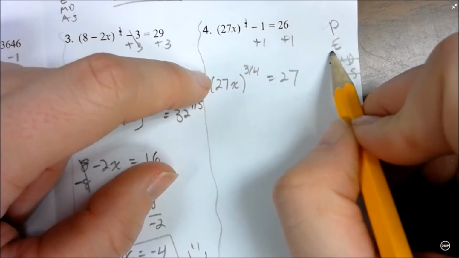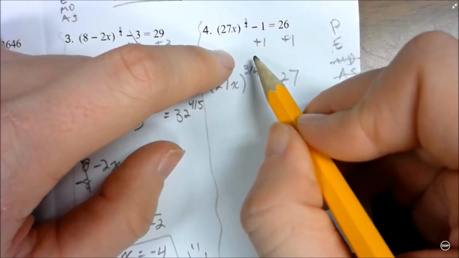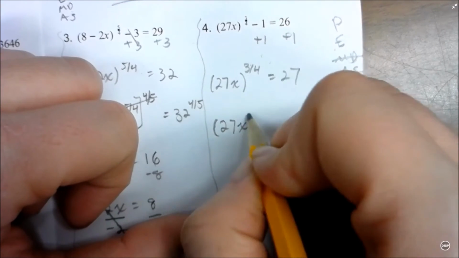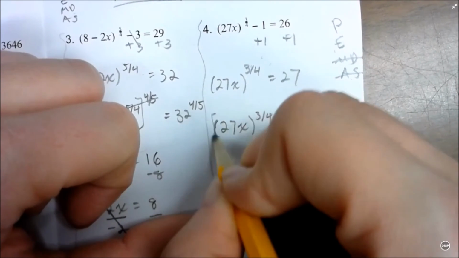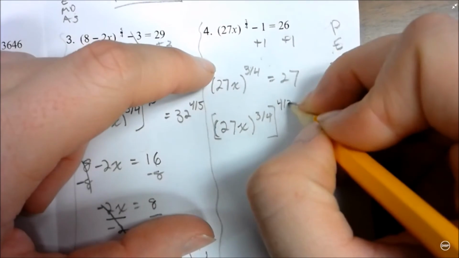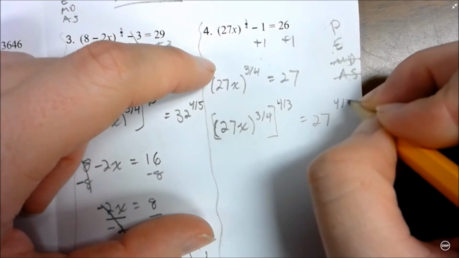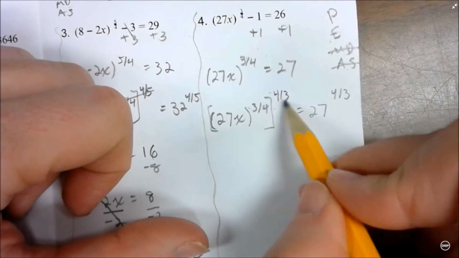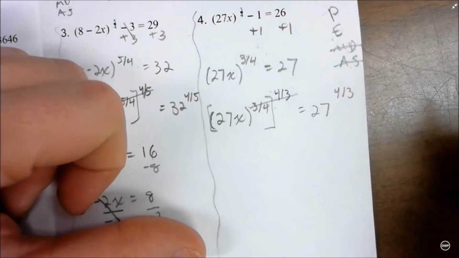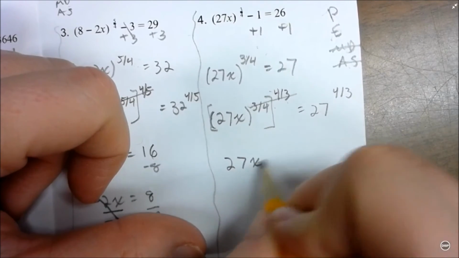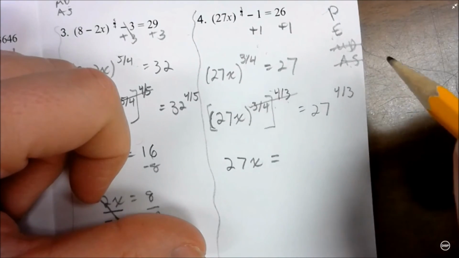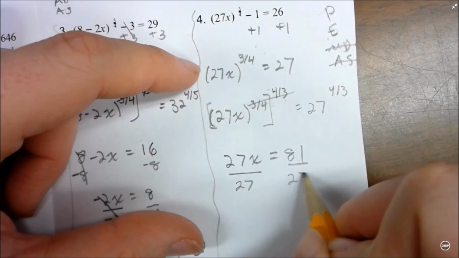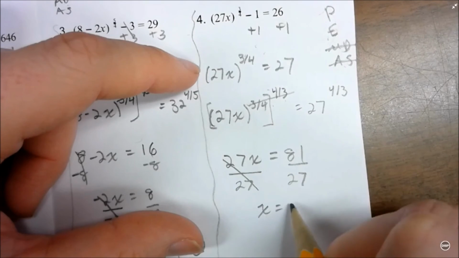Then I want to cancel the exponent. So use its reciprocal. So this is 3/4. So I want to use an exponent of 4/3 to cancel it. So I'm going to rewrite it down here. There's my 4/3. Okay, so I raised both sides to the 4/3 power. 3/4 and 4/3 are reciprocals, and they're both exponents, so they're going to cancel each other out. So then 27x equals, and then 27 to the 4/3 is 81. And then finally divide by 27, which gives you 3.